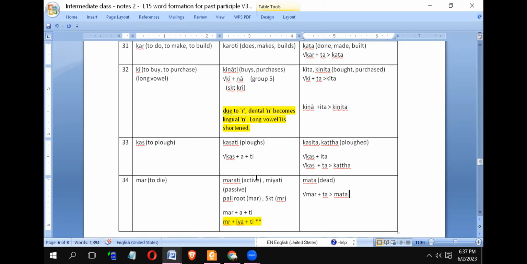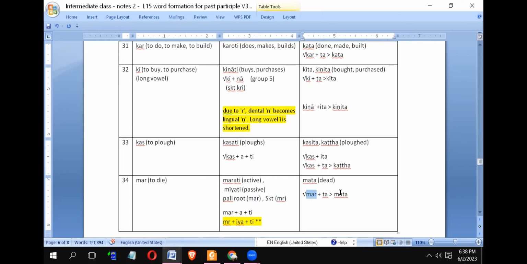So the problem is we have two, Marati and Miyati, alright? So if the root is Mar, but if the Sanskrit is MR, then we might see a different form. And why we call it Pali is because it's what we call the local language. If you read every time as MR, like in Sanskrit, it's actually very difficult to pronounce. So that's why you recite it as Mar. Mar is easy. Okay, MR becomes Mar. So if like this, very easy.